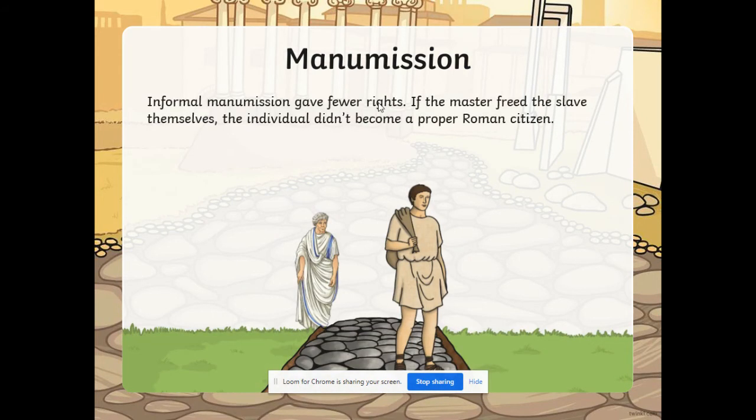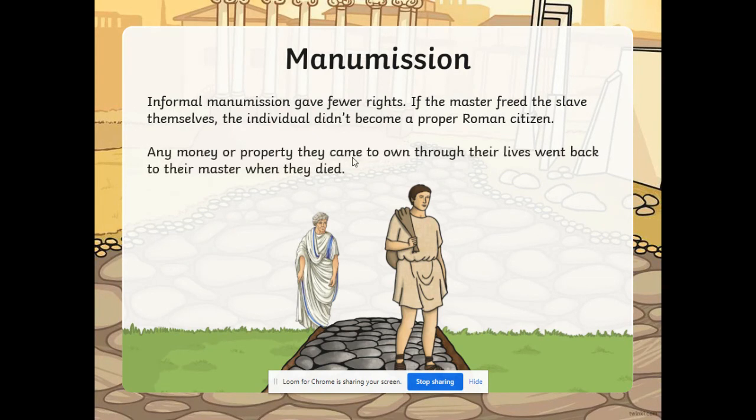Informal manumission gave fewer rights. If the master freed the slave themselves, the individual didn't become a proper Roman citizen. So if the master decided just to free the slave without the magistrate or the government, he would not become a Roman citizen. He'd just be a freedman. Any money or property the slaves came to own through their lives went back to the master when they died. So in a way, the master still owns the slaves.